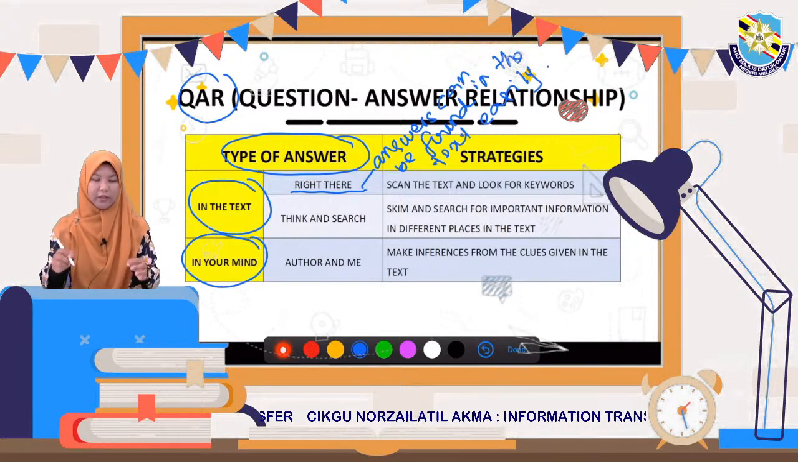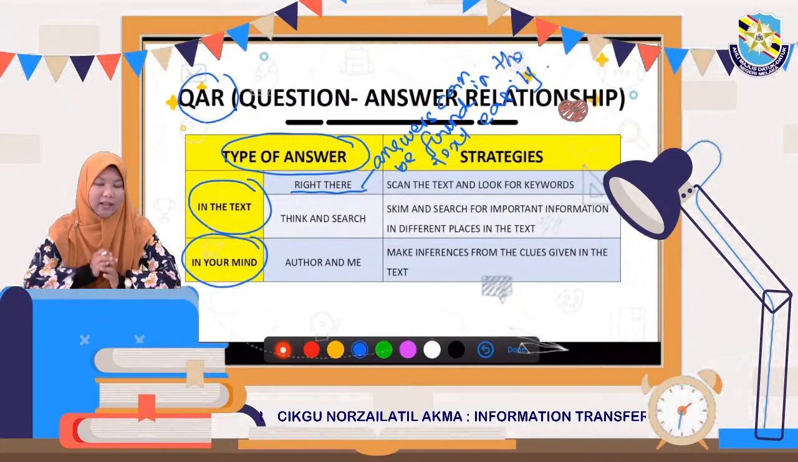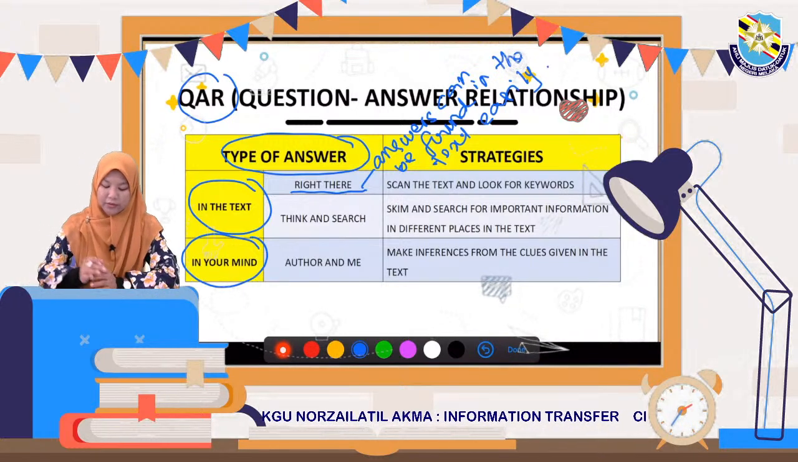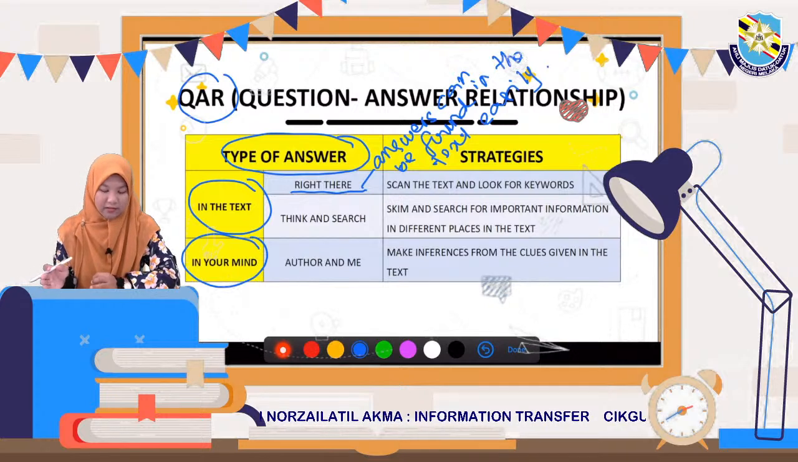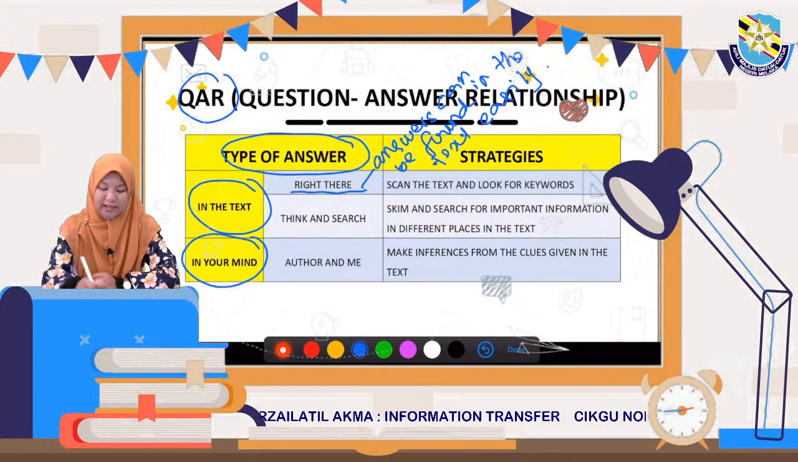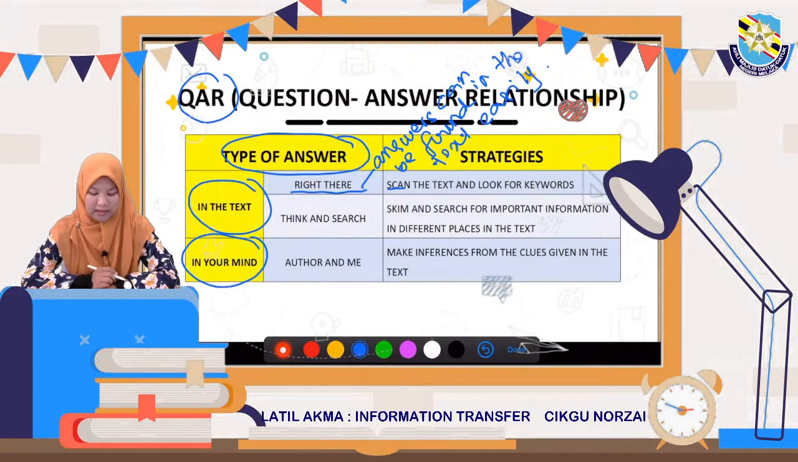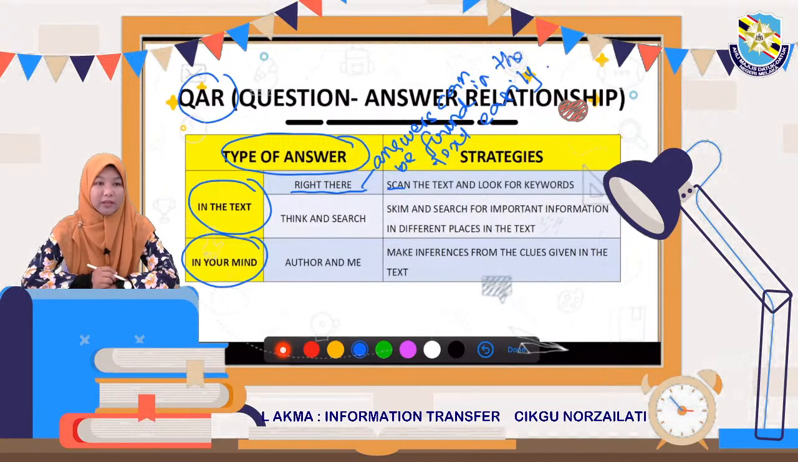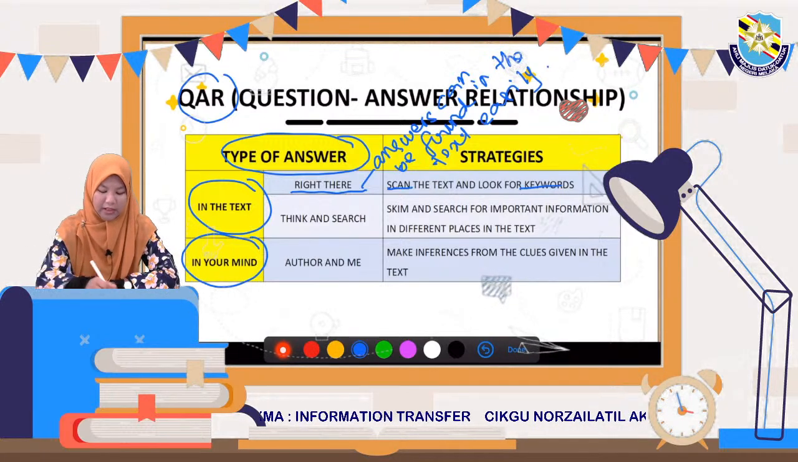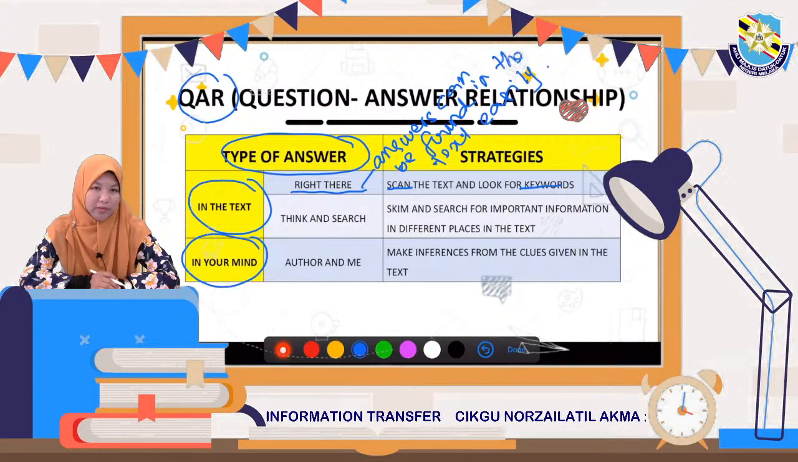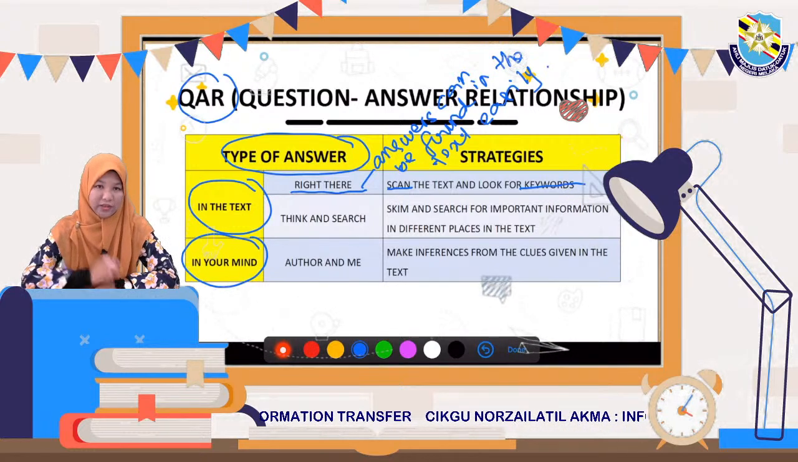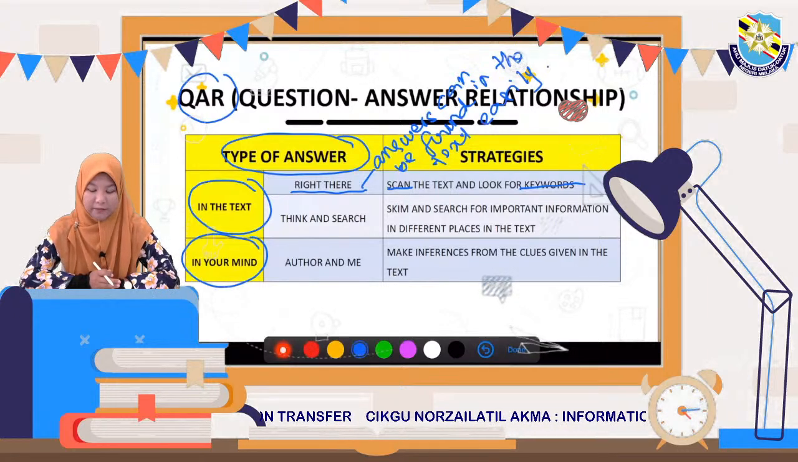Okay, it means that if you just read the text, you will get the answer. The strategy that you can use here is to scan. You can scan the text and look for keywords. For this type of answer, where you can find it straight away from the text, you need to scan. When you scan and identify the keyword, you will find the answer.